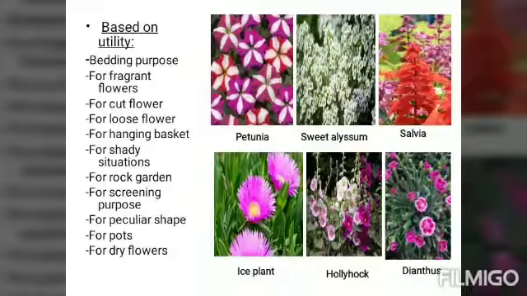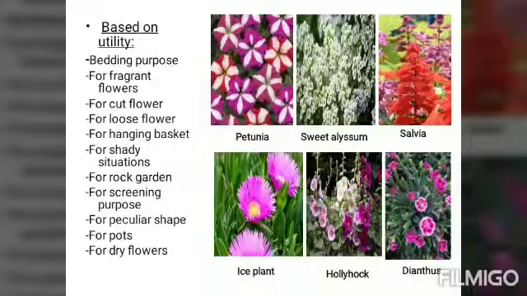Now we'll come to the second part, that is the rock garden. In rock garden, which type of flowers do they use? Commonly they use ice plant, nasturtium, verbena, phlox, etc. You can see here the fourth picture is of ice plant. Now for screening purpose, what type of flower do they use? It is hollyhock and sweet pea. The picture that is the fifth one is of hollyhock.